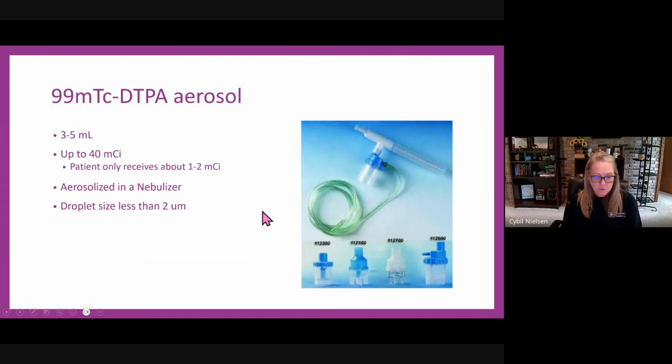All right, this is what you do. So you probably don't need me to tell you about this. 3 to 5 milliliters of Tc-99m DTPA, 40 millicuries. But of that 40 millicuries, only 1 to 2 millicuries gets into the patient. Aerosolized through a nebulizer. Droplets are really small.